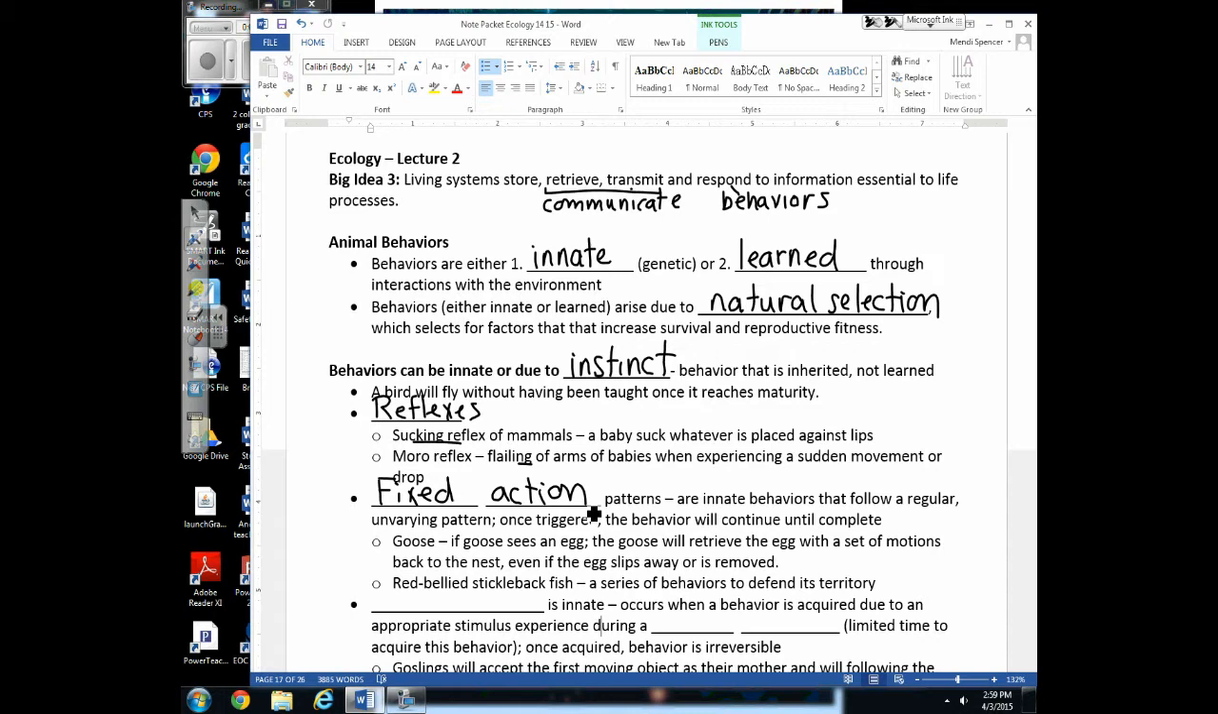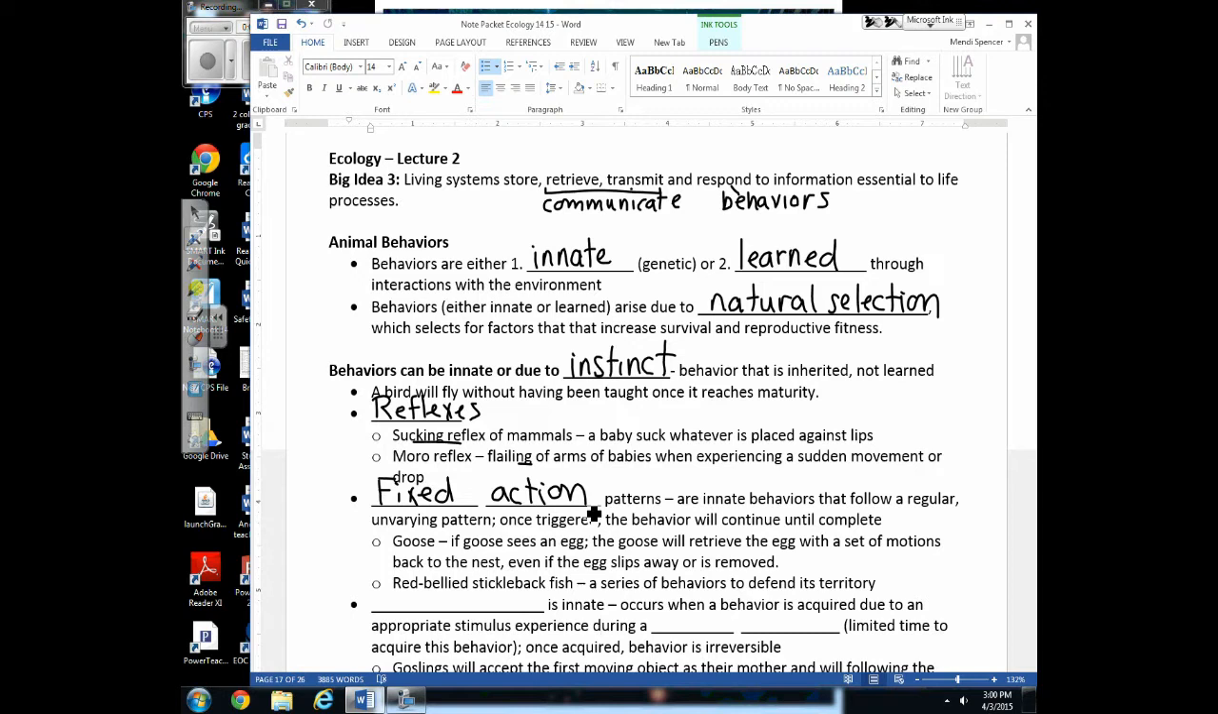Now, even when it's in the process of moving this egg back to the nest, if you pull the egg away, then the goose will continue to make these movements until its bill, its head, reaches back to the nest. So again, you can see it's a pattern of behaviors, and they will continue until those behaviors are complete.